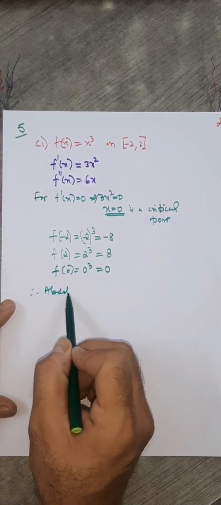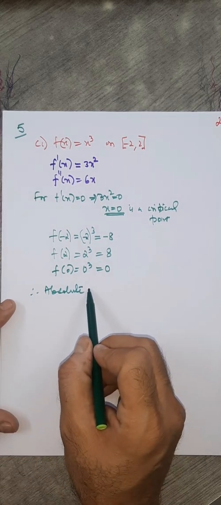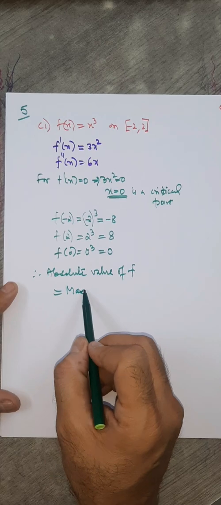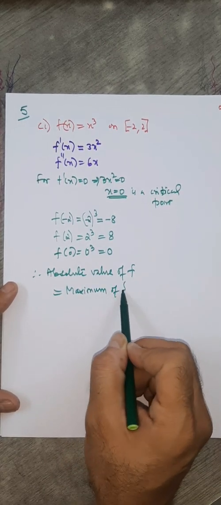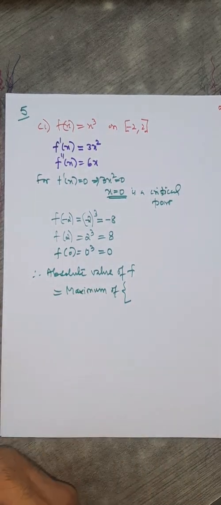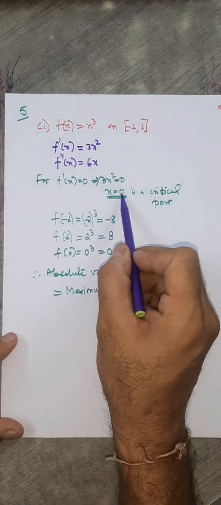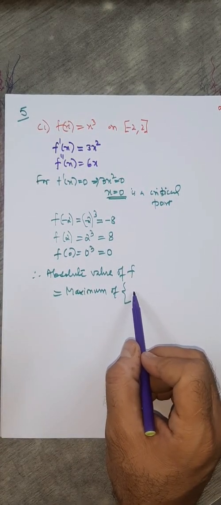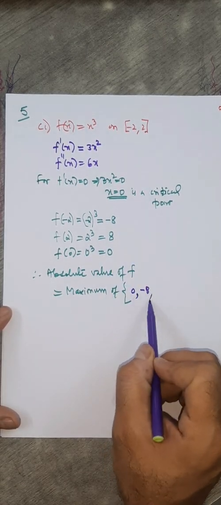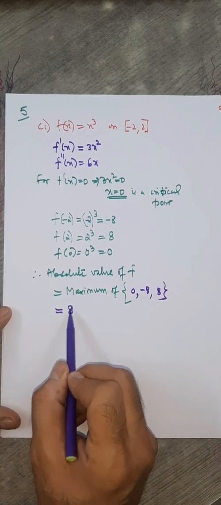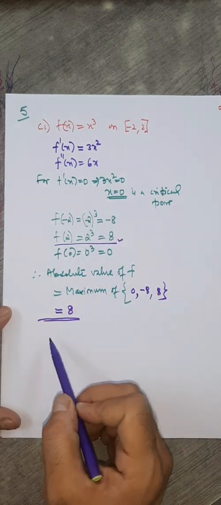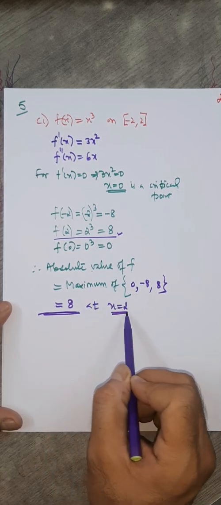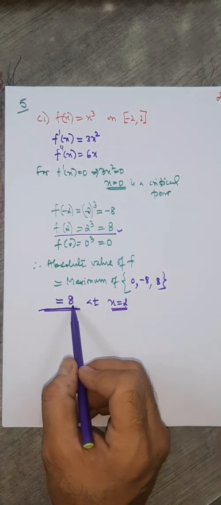Now absolute maximum, that is the highest value of the function in the entire domain. Absolute maximum value of f equals the maximum of the points where the function has a turning point. Here you have not been asked for local maximum or local minima, that's why we have not decided whether it has a local maximum or minimum, but just that it's a turning point. So one is the value of the function at the critical point, that is 0. Then minus 8 and then plus 8. What's the maximum of all these? That is 8, and it is obtained at x equals 2. You are asked just for the absolute maximum value, and this is the point where the function has the maximum value, which is 8.